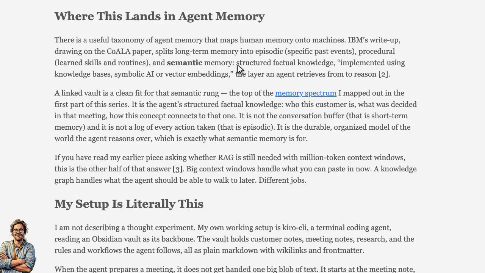Where does this land in agent memory? IBM's write-up drawing on the CoALA paper splits long-term memory into episodic, procedural, and semantic. Semantic memory is structured factual knowledge, the layer an agent retrieves from to reason. A linked vault is a clean fit for that semantic rung. The top of the memory spectrum I mapped out in part 1 of this series.